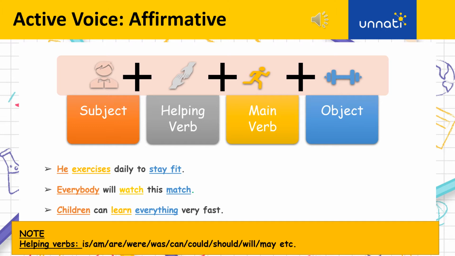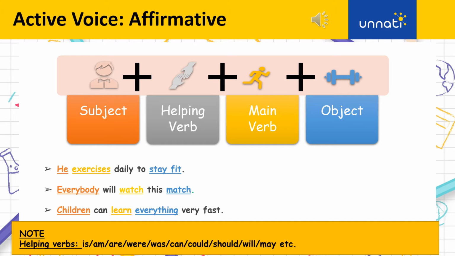Now we look at constructing some affirmative sentences in active voice. What is the structural formula? We have the subject plus helping verb plus main verb plus object. Now, are you thinking what are helping verbs? Is, am, were, was, can, could, may, might, these are all helping verbs. Children can learn everything very fast. Children is the subject here, can is the helping verb, learn is the main verb, everything is the object.